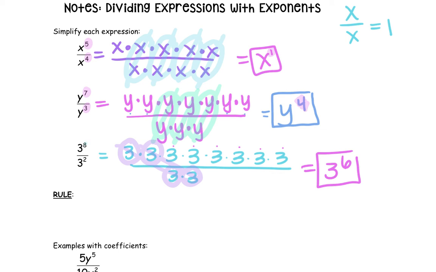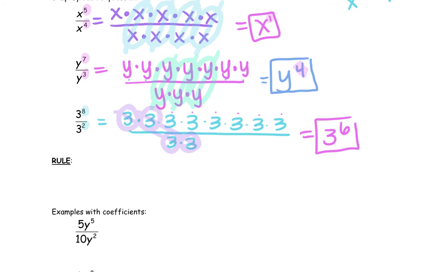And notice these exponents were 8 and 2. So in case you haven't already guessed it, the rule says that if you have two expressions with the same base, you are going to subtract the exponents.